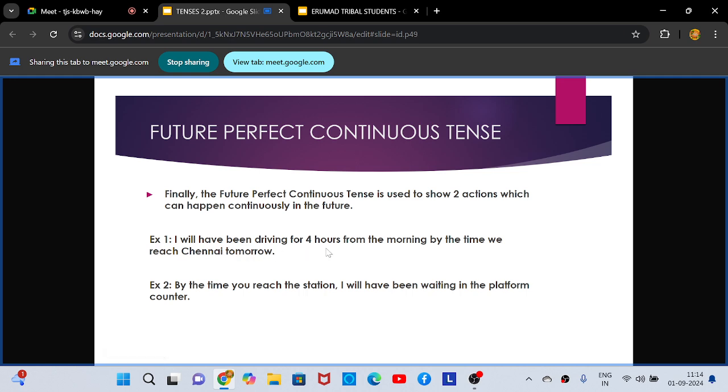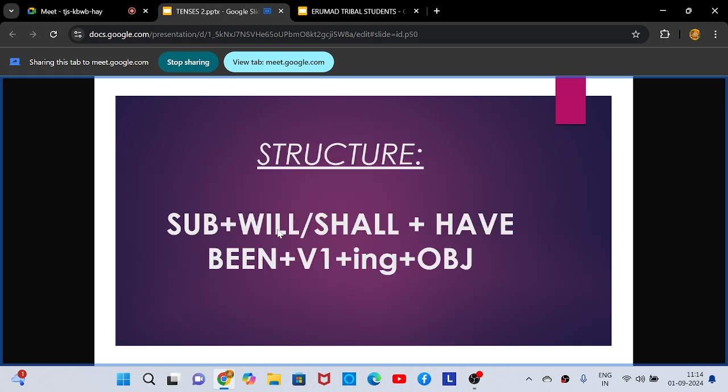I will have been driving for 4 hours from the morning by the time we reach Chennai tomorrow. Similarly, by the time you reach the station, I will have been waiting in the platform counter. Okay. So here you can see, I will have been driving for 4 hours from the morning by the time we reach Chennai tomorrow. So first you have to check the structure.